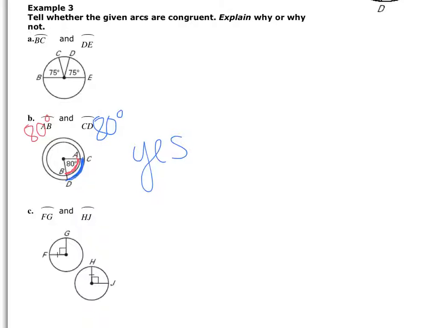And C is FG here and HJ. Well, you can see both of those arcs are opposite of 90-degree angles. So since they're both opposite a central angle that is 90 degrees, then yes, they are congruent. So all of these should be yeses.